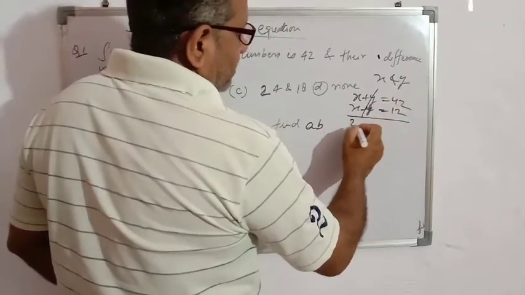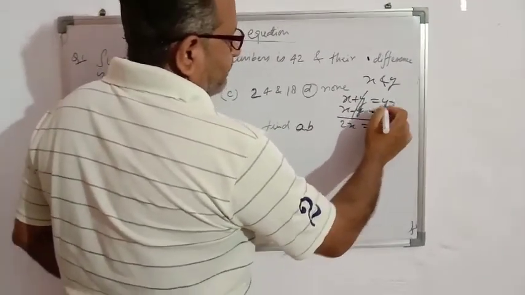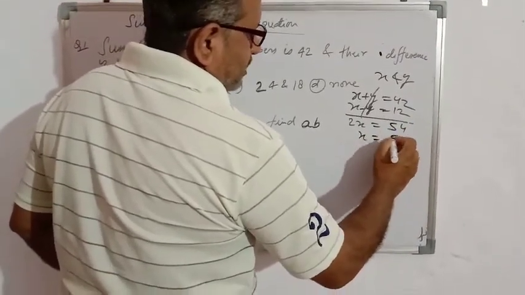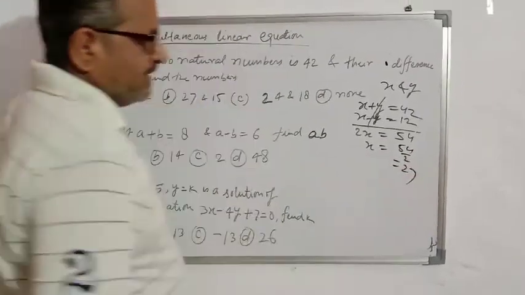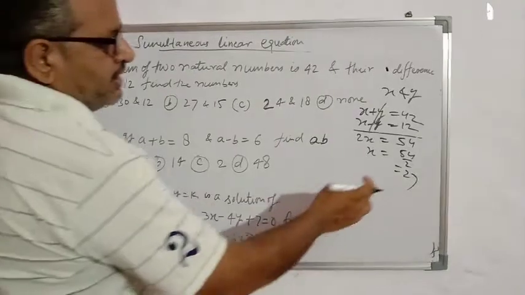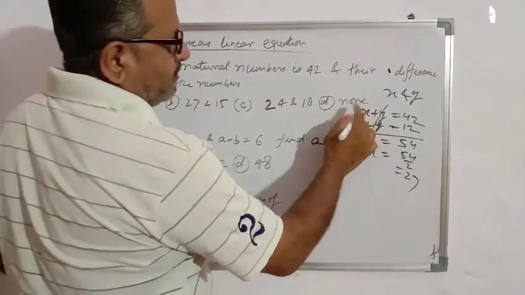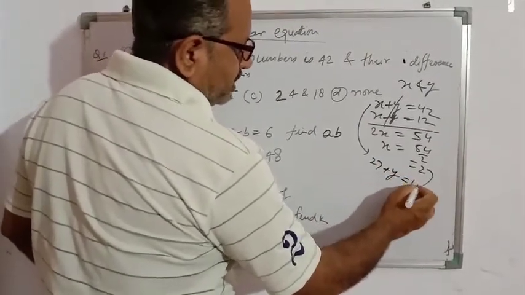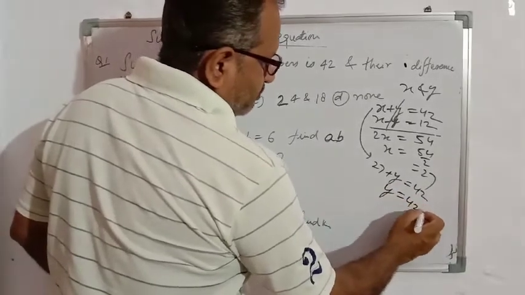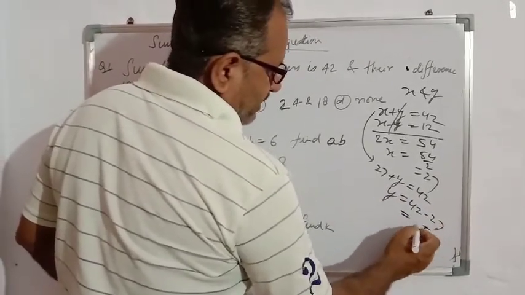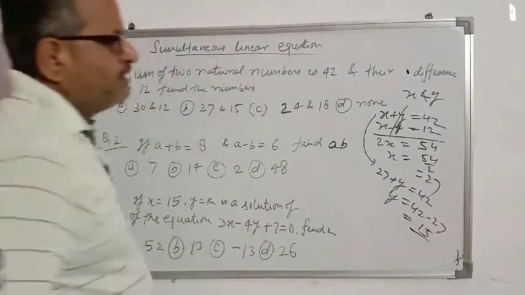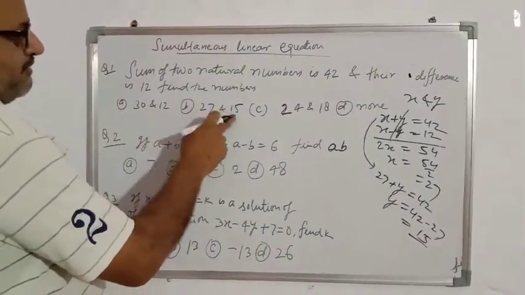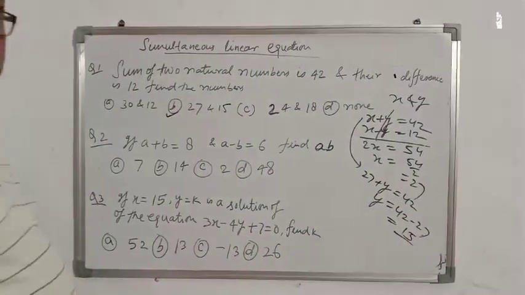Add it. Plus y, minus y cancel, 2x will be 54. So what will be x? 54 by 2, 27. So the value of x will come 27. We will put this value of x in equation number 1. So 27 plus y is equal to 42. y is equal to 42 minus 27, which is 15. So the two natural numbers will be 27 and 15. And see where 27 and 15 are. So the second one is the correct answer.